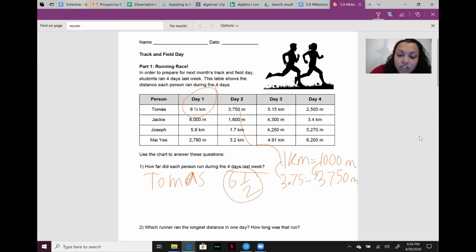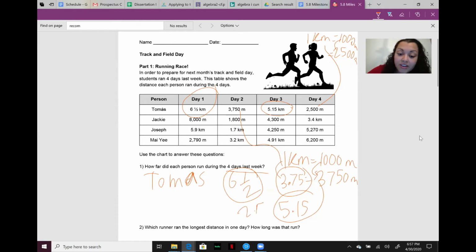So this is our first day, this is our second day. And I can write this 6.5 as 6.5. The third day is 5.15 kilometers, so we're just going to keep that. And then the fourth day, again, we have to convert. If 1 kilometer equals 1,000 meters, and we have 2,500 meters, that means we multiplied by 2.5. So this equals 2.5 kilometers.